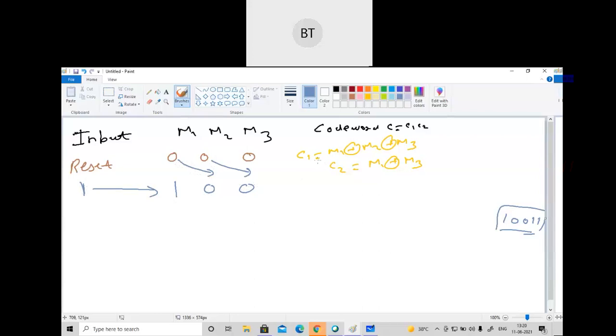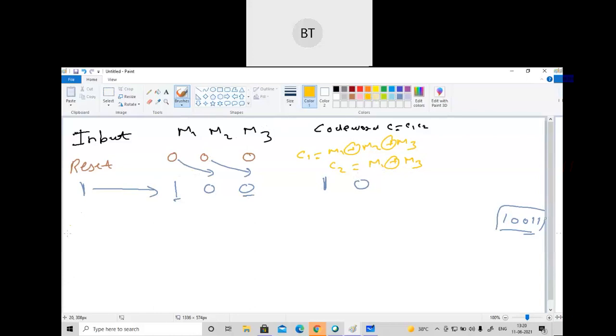Now we will calculate the value of C1. What will we get? M1 XOR M2 XOR M3 means 1 XOR 0, 1, so we will get 1. Now M1 XOR M3 means 1 XOR 0, that will be 0. This is the first part. First part we have done. Now we'll move to the second part.